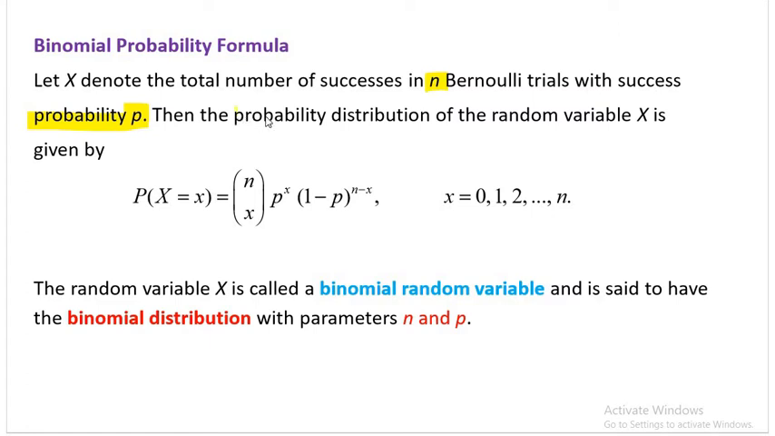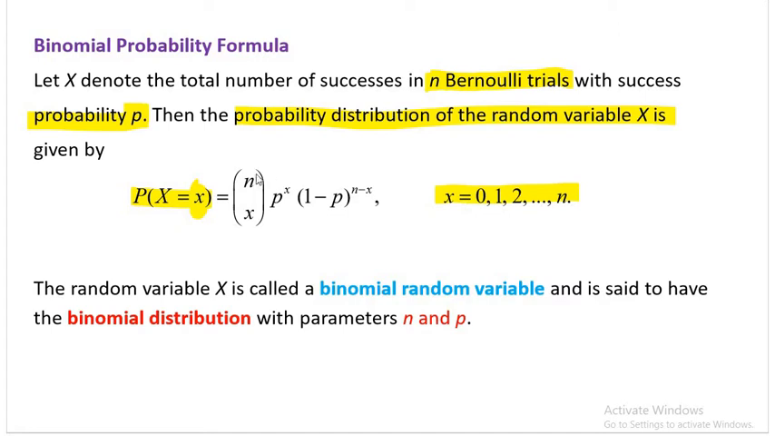Then the probability distribution for this binomial random variable X is given by this formula. Capital X is a random variable and small x is a value of that random variable. Your small x can go from 0 to n, because we have n Bernoulli trials. So how many successes can I get? I can get either 0 successes or at the most n successes. I cannot have more than n successes, right? If in every trial I got a success, then at the most I have n successes.